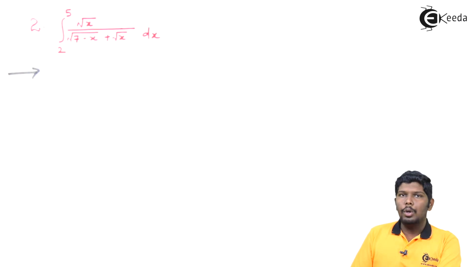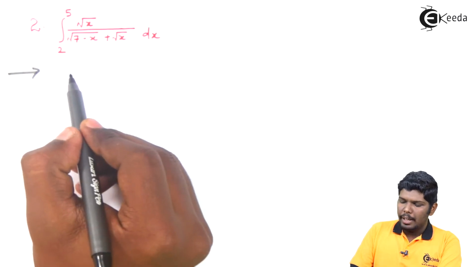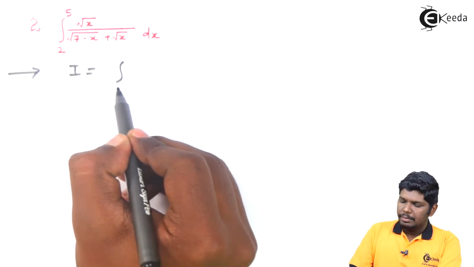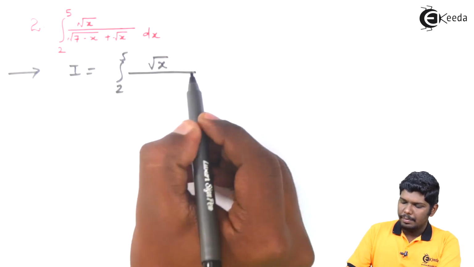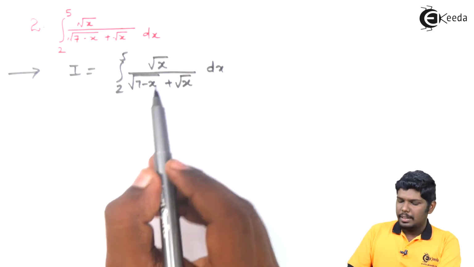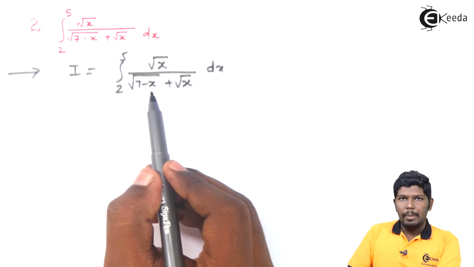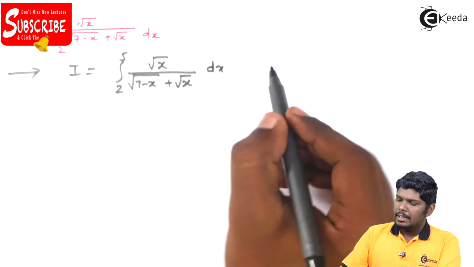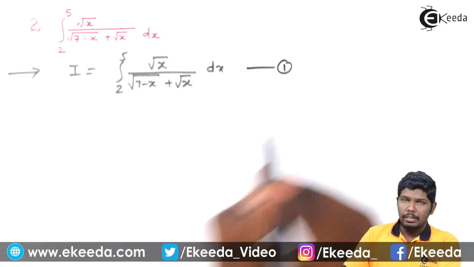Or else, we are going to use the property integral a to b f of x dx is integral of a to b f of a plus b minus x dx. Let us see how to do that. Consider the given integral I as under root x upon under root 7 minus x plus under root x dx. After that, we will consider this integral as equation number 1.